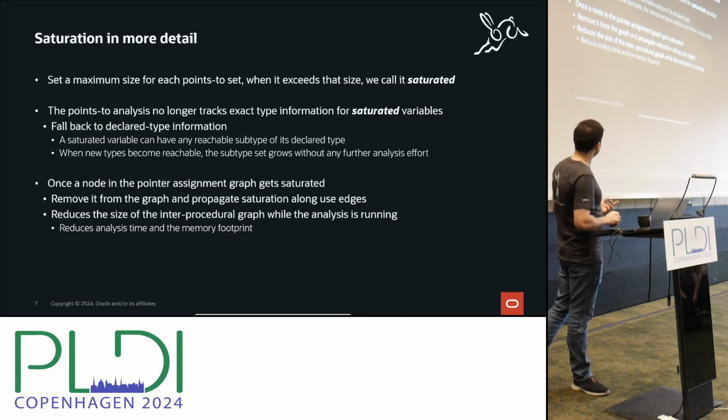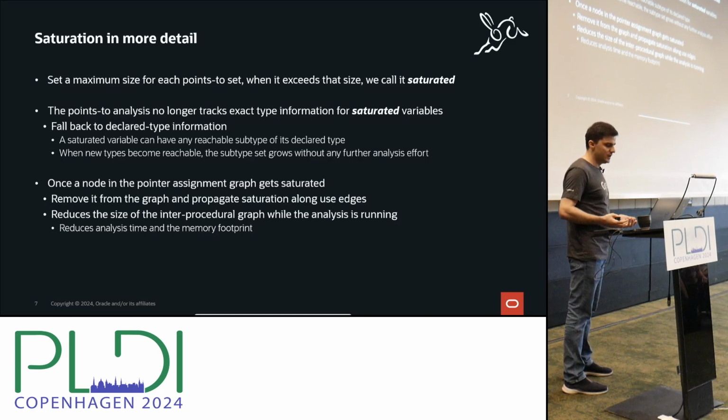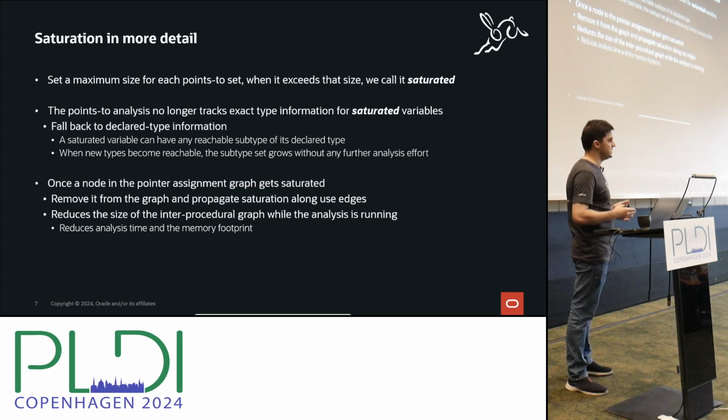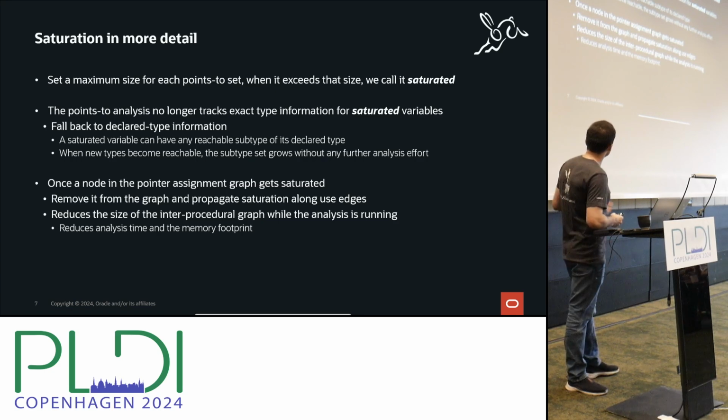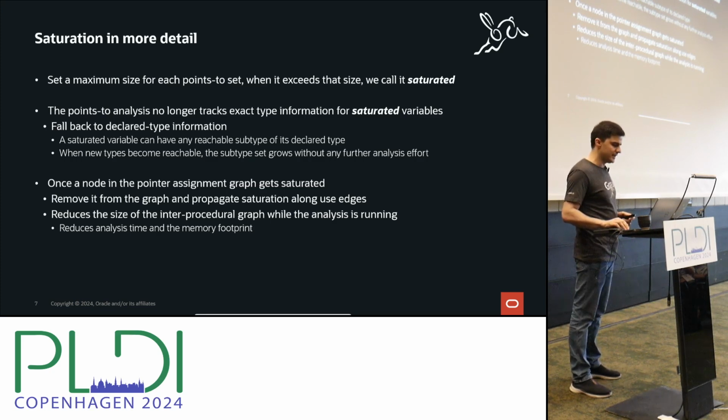And second, once a node in the pointer assignment graph gets saturated, you can simply remove it. And more importantly, you can propagate, and you have to propagate for correctness, this saturation signal along all the use edges, because all the dependent nodes cannot rely on the saturated node to give further types in the analysis. This has the side effect that it reduces the size of the graph quite a lot while the analysis is running. So you reduce analysis time by not having to analyze as much anymore, and you reduce the memory footprint of the entire analysis.